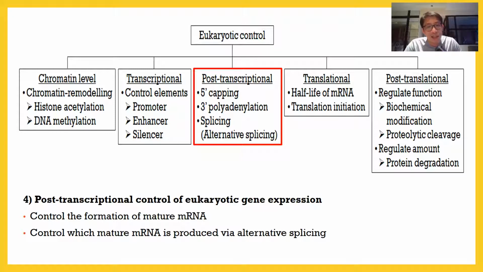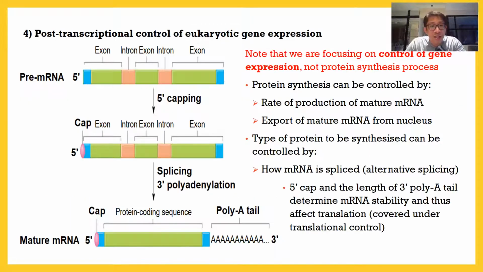We'll be looking at the formation of mature mRNA and how that process is controlled, and also the type of mature mRNA that is produced after post-transcriptional modification via alternative splicing, and how that is controlled. Again, we are not looking at the process of post-transcriptional modifications that has been covered under protein synthesis. We are not looking at how genes are expressed and how proteins are made. We are looking at the regulation or the control of this process, the control of gene expression.